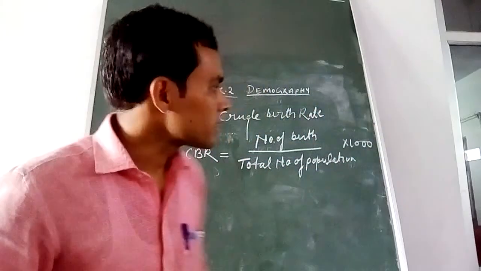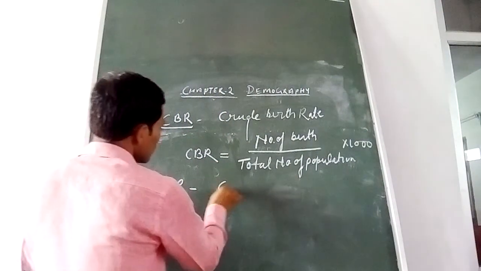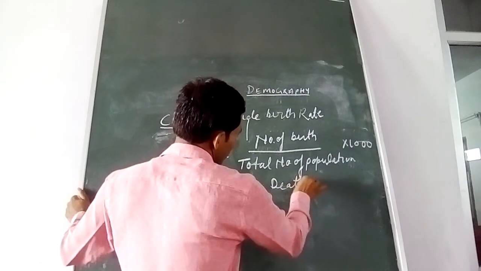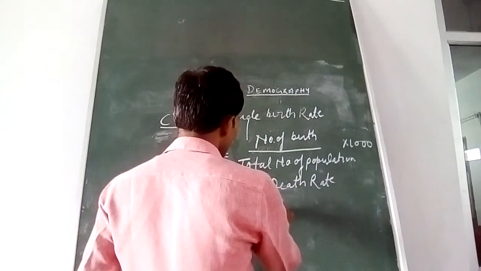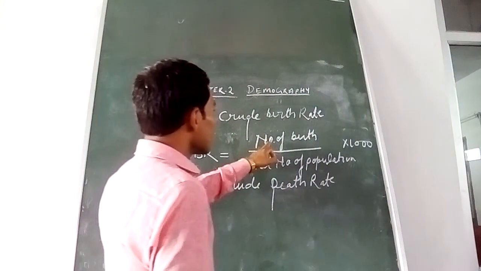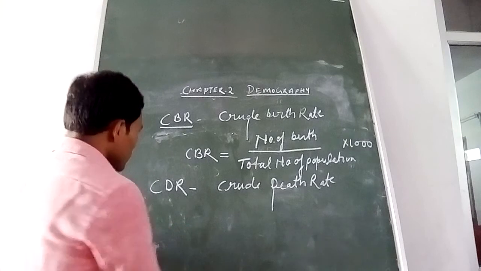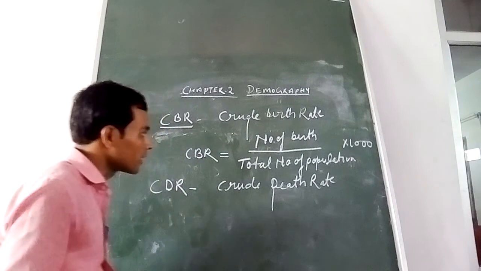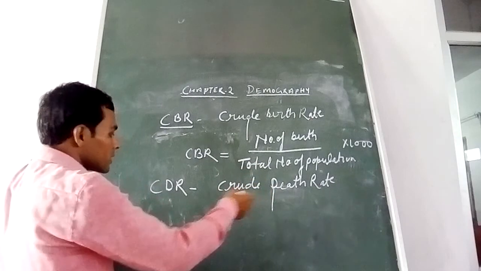Similarly, the CDR, crude death rate. Crude death rate is the same, but here, instead of the number of births, you mention the number of deaths. It is also calculated per 1000 of the total population. Here the death rate is calculated.